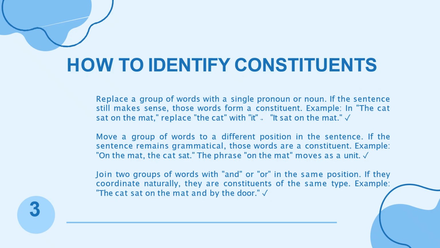Another method is the movement test. Move a group of words to another position. For example, original sentence, the cat sat on the mat. Move on the mat: on the mat, the cat sat. Because the meaning still works, the phrase is a constituent. The third method is the coordination test. Join phrases using words like and or or. Example, the cat sat on the mat and by the door. This shows both phrases function similarly. These tests help a linguist identify sentence structure.